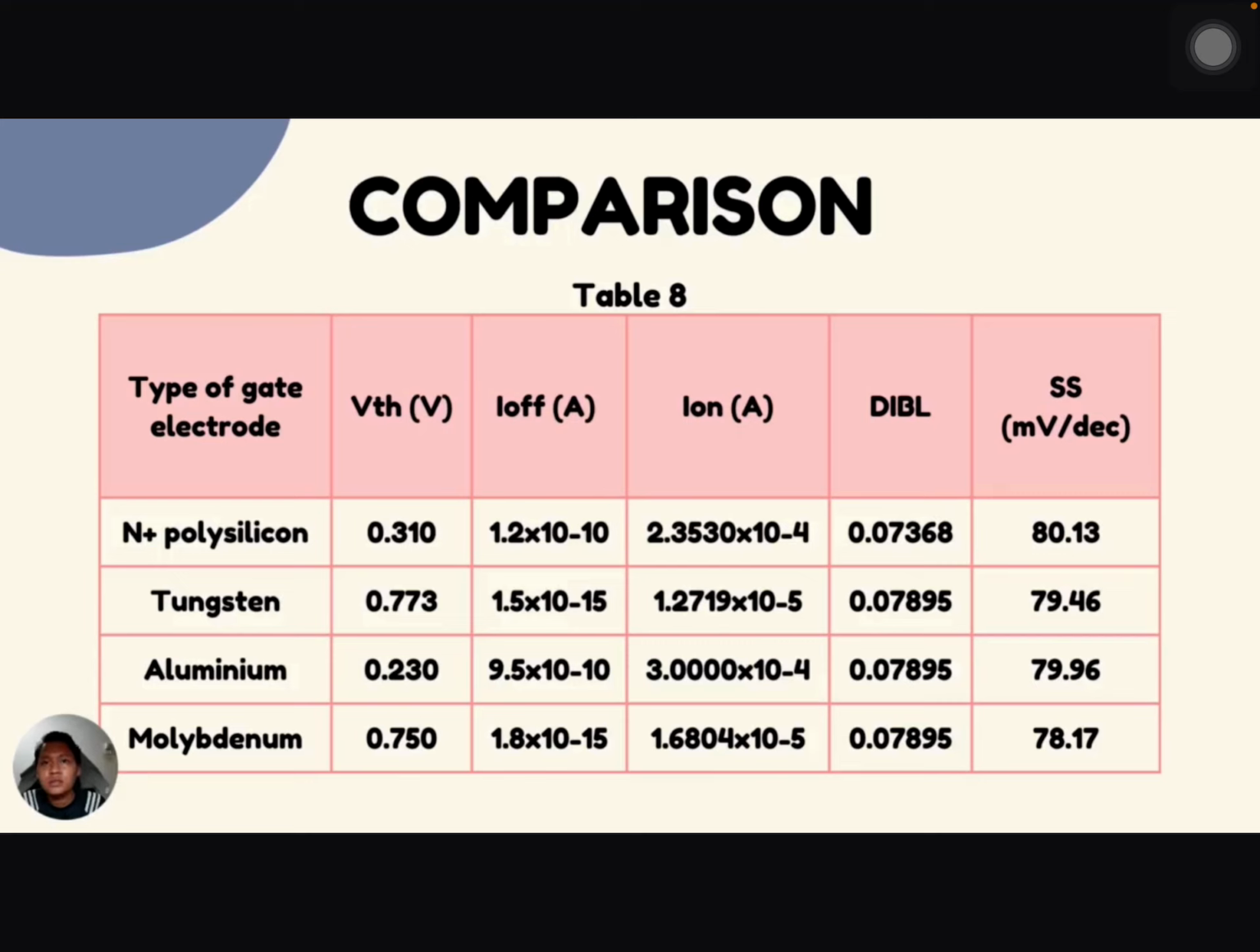But the parameter that we want to measure is whether the SS is near the value of 60 millivolt per decade. That is the best device or the best property that we should have. So for this, molybdenum has the value 78.17, which is closer to 60 millivolt per decade.